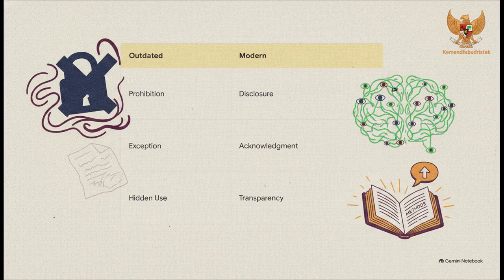And this perfectly aligns with the National Higher Education Guidelines from Kemendik-Woodristic, which smartly frames responsible AI adoption not as a ban, but as a critical matter of transparency and accountability.